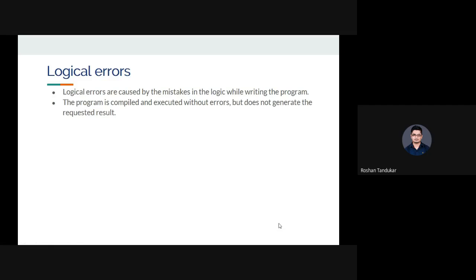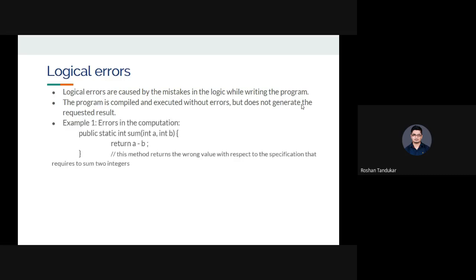Logical error. You know that logical error means what? Those errors will be identified as a logical mistake, isn't it? Those are mistakes in the logic while writing the program. So the program will be compiled and also executed without any error, but it will not give the output that you are expecting. Logical error means this will give the output also, but that will not give the correct output. Some examples you can see over there. Can you tell me what is the mistake in this program?